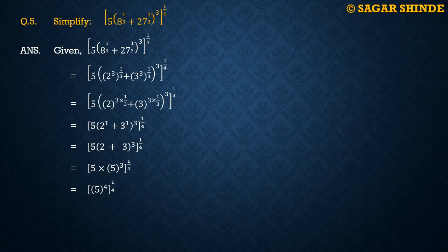1 upon 4. Again there is power of power, so powers can be multiplied. 4 into 1 upon 4, 4 can be cancelled, so we'll get 5 raised to 1, which is nothing but 5. So the above expression can be simplified to 5. Okay, so it is very easy to do. The only thing is that you need to observe it very carefully and you have to follow the basics which we are using. It is very simple to do.